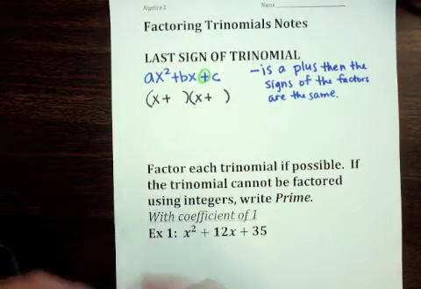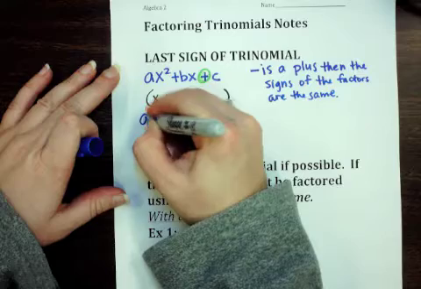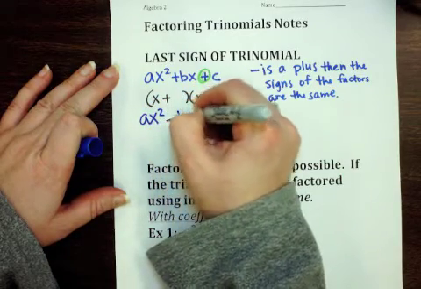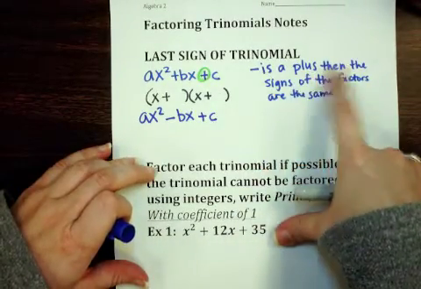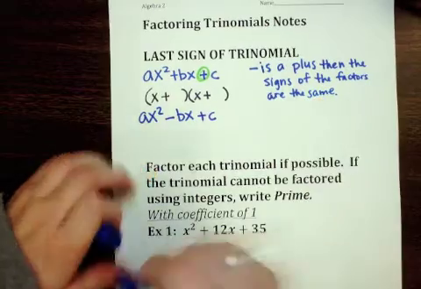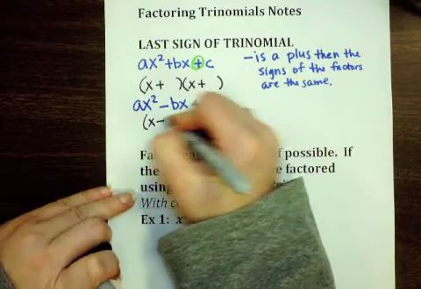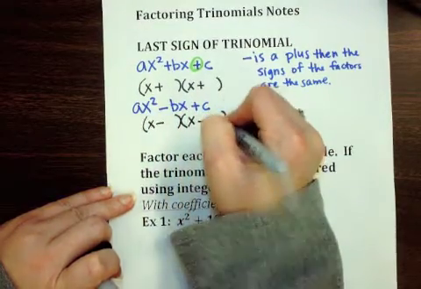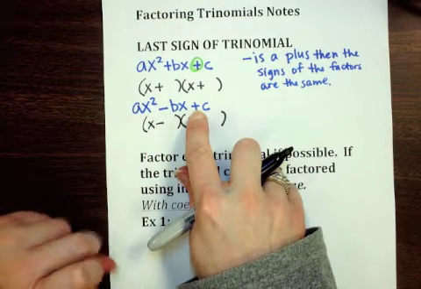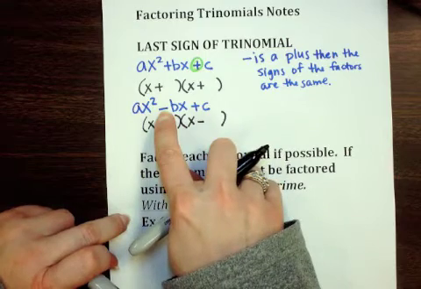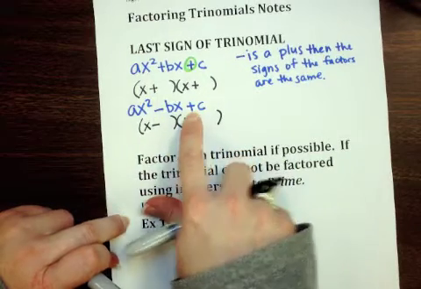But if you've got ax squared minus bx plus c, then it still ends in a plus, so they're the same. But in this case, they'd both be minuses. They would both be minuses. So the last sign tells me if signs are the same. The middle sign tells me what they are. So signs are the same and they're both positive. Signs are the same and they're both negative.